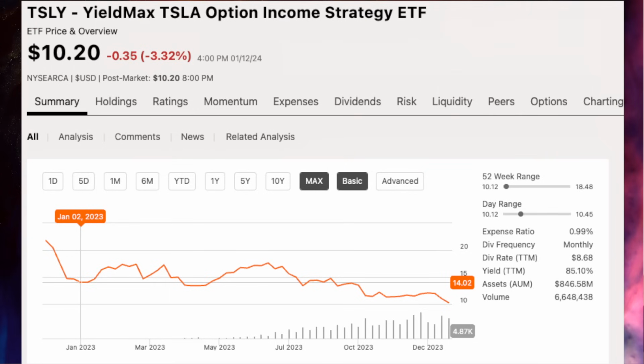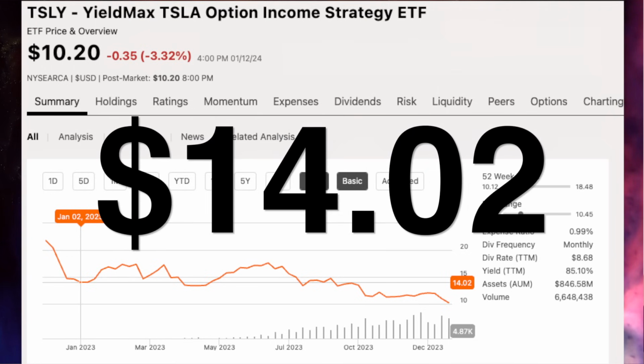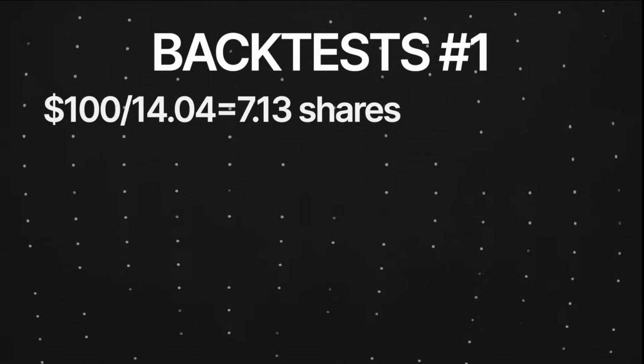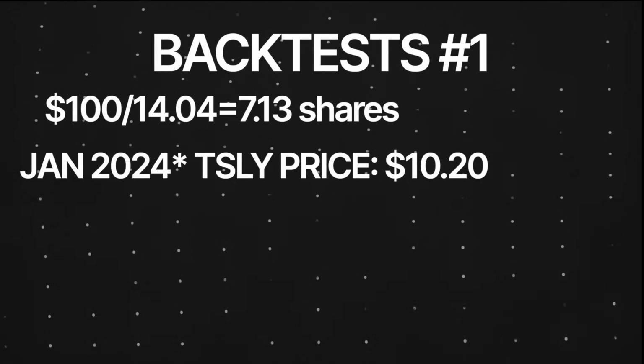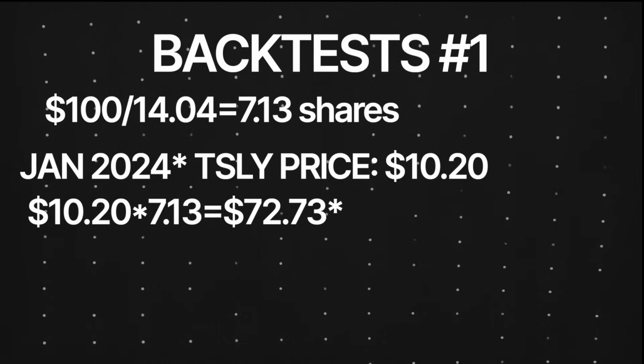I don't believe it's accurate or fair to factor in all of that downside with no dividend distribution, which is why this backtest starts 2 months after inception, when the fund started actually paying a dividend. If we bought TSLY in January of 2023, we bought in at a price of $14.02. That gives us 7.13 shares. Today, at a current price of $10.20, those shares are worth $72.75.